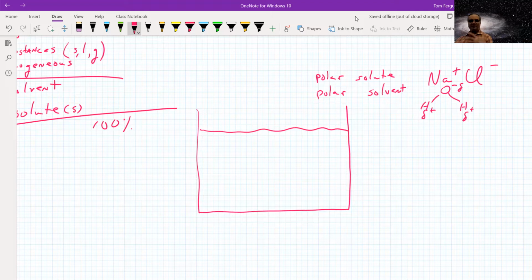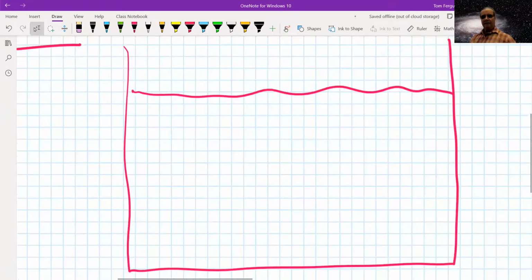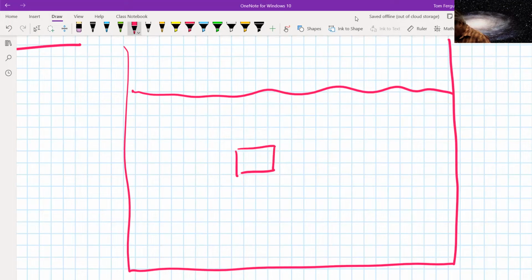Okay, so let's look at microscopically what salt and water does. Okay, so we've got a crystal. Sodium ions and chloride ions. And we're surrounding that with water.